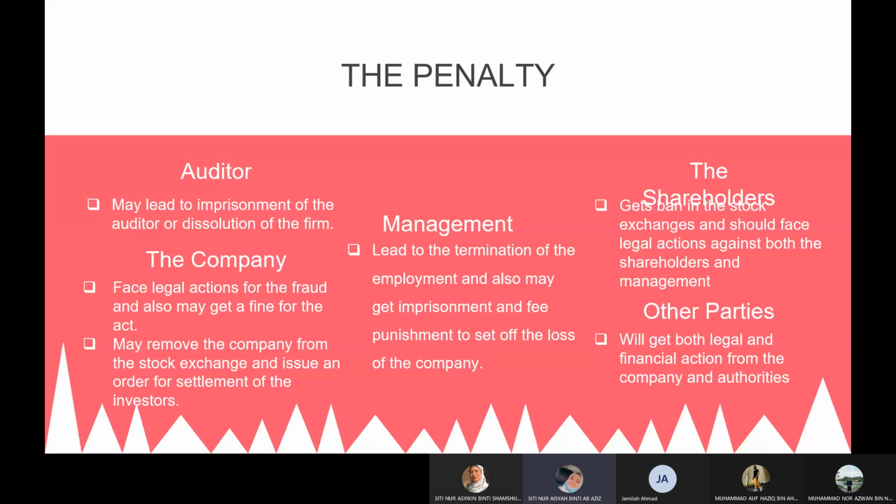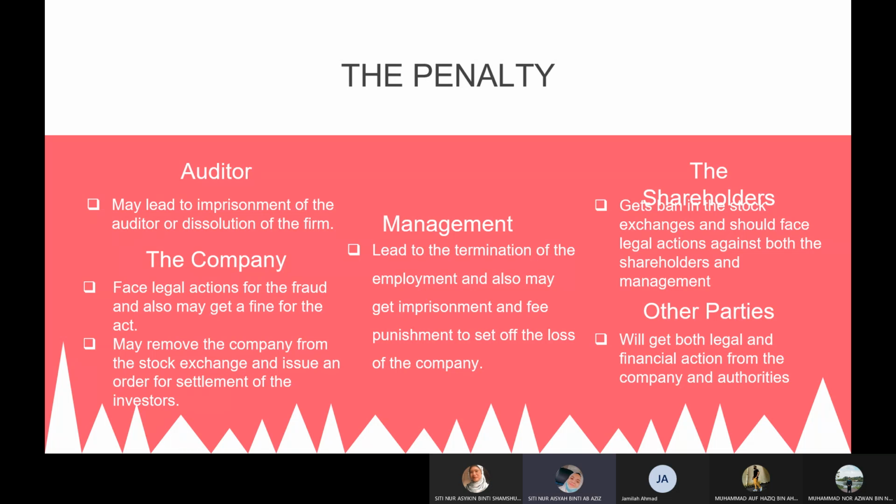we're talking about the penalty. The penalty for persons doing accounting fraud. For the auditor, if an auditor fails to find an accounting fraud, or maybe intends to do it, it may lead to imprisonment of the auditor or dissolution of the audit firm.